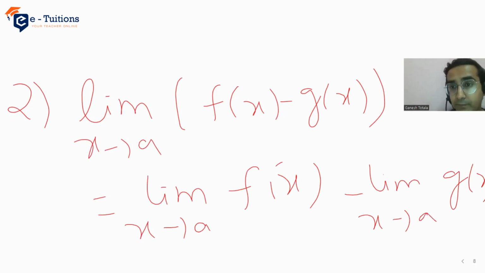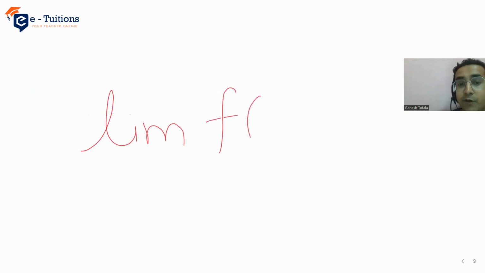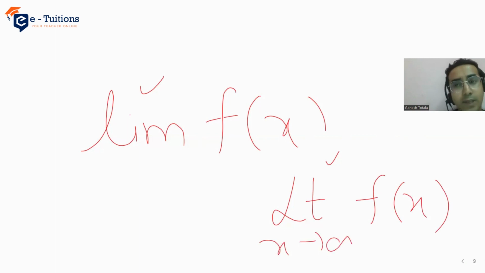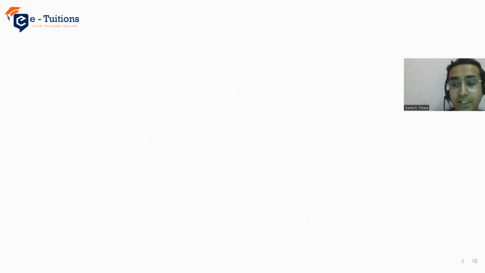Now, instead of writing limit of f of x, we can also write LT, which is one more term that we will be using. Either you can use LIM or you can use LT. So limit of f of x as x is tending to a. You can use any of the abbreviations, whichever is easy and suitable for you. So we have seen two of the theorems for limits, that is for addition and subtraction. Let's move on to the third one.